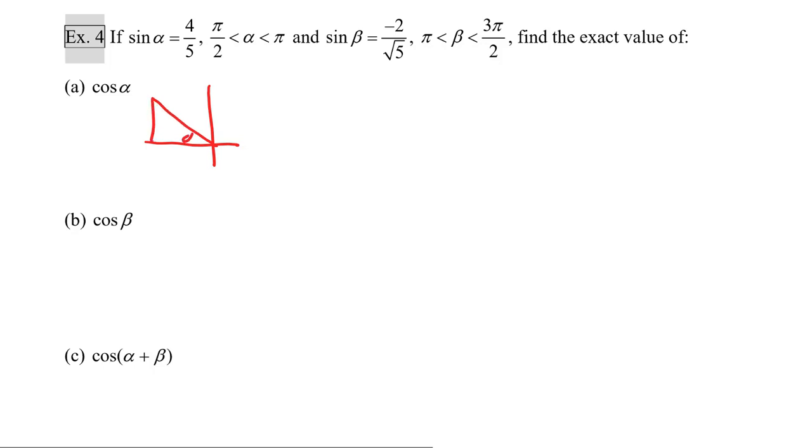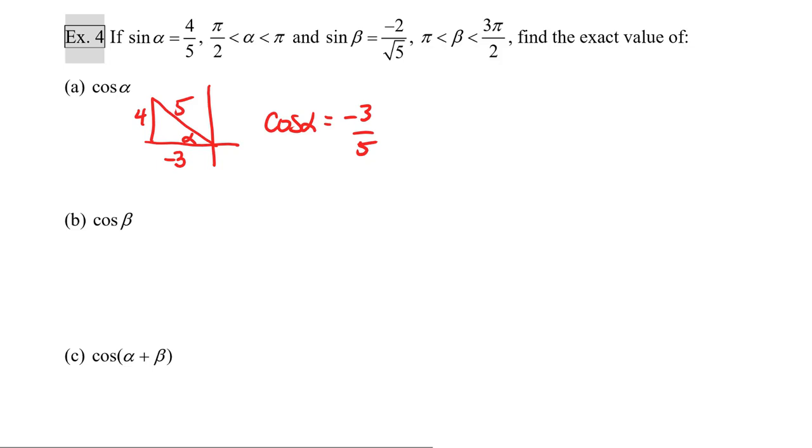Call this alpha, and the sine of alpha is 4 over 5. Now, by Pythagorean theorem, or just noticing this is a Pythagorean triple, I'm going to get that the x-coordinate is 3, but in quadrant 2, x is negative. So from my picture, I can say that the cosine of alpha is equal to negative 3/5. Part B, the cosine of beta.